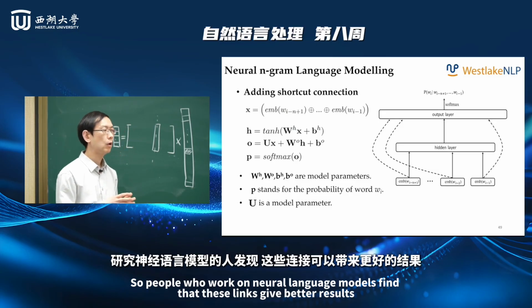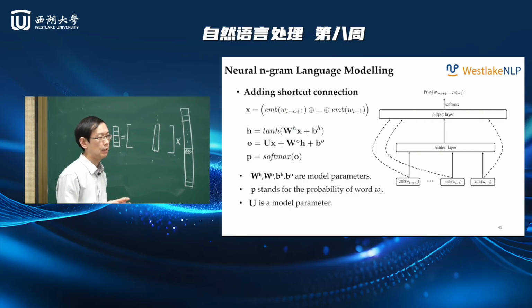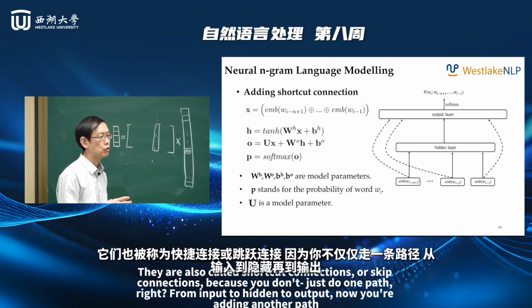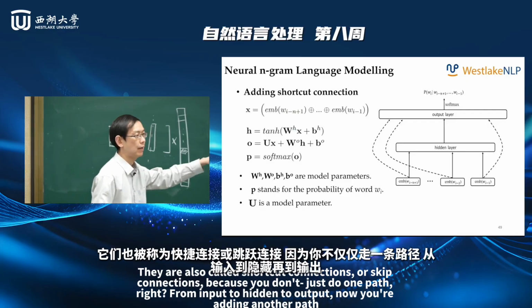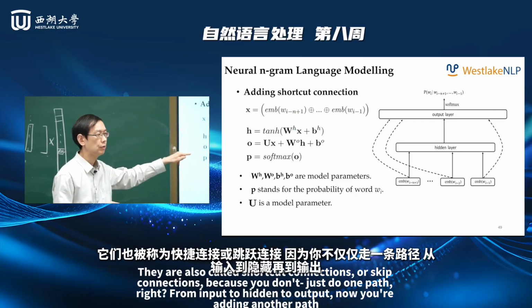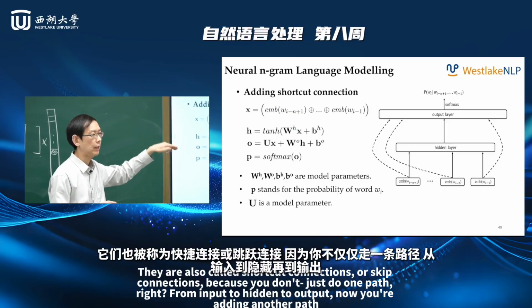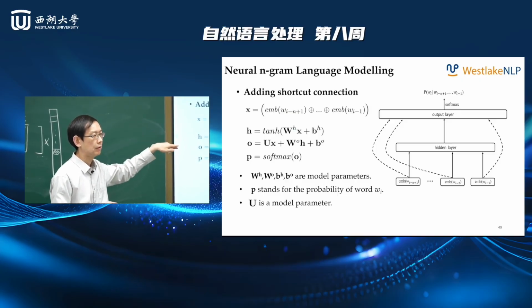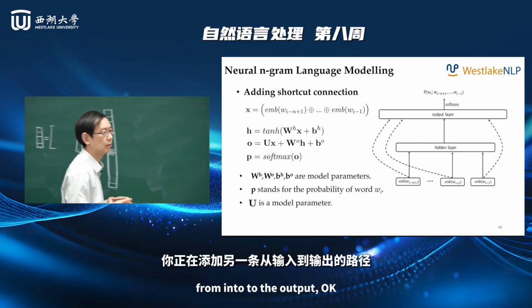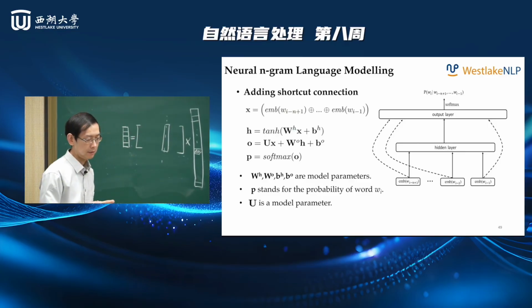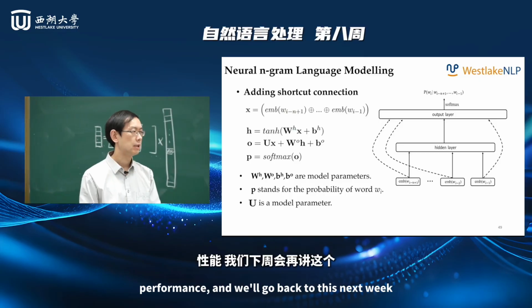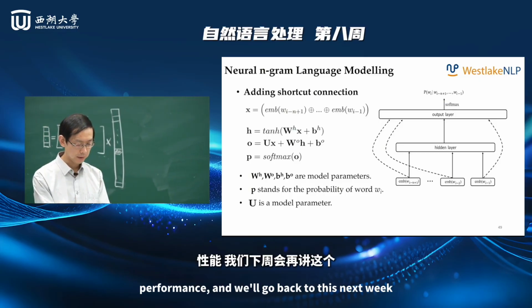People who work on neural language models find that these links give better results. They're also called shortcut connections or skip connections, because you don't just do one path from input to hidden to output. Now you're adding another path from input to the output. So this improves the performance, and we will go back to this next week.